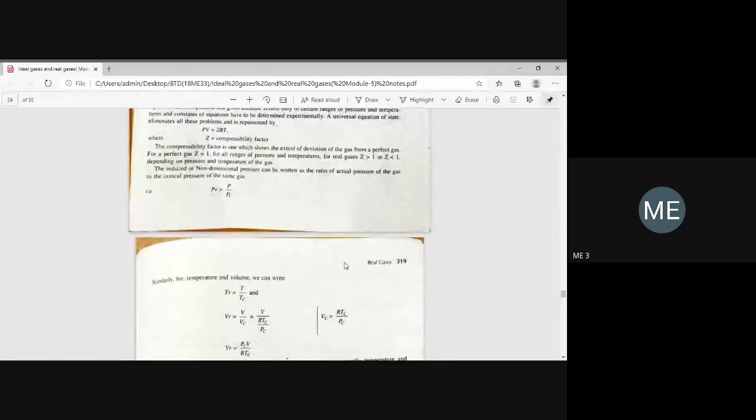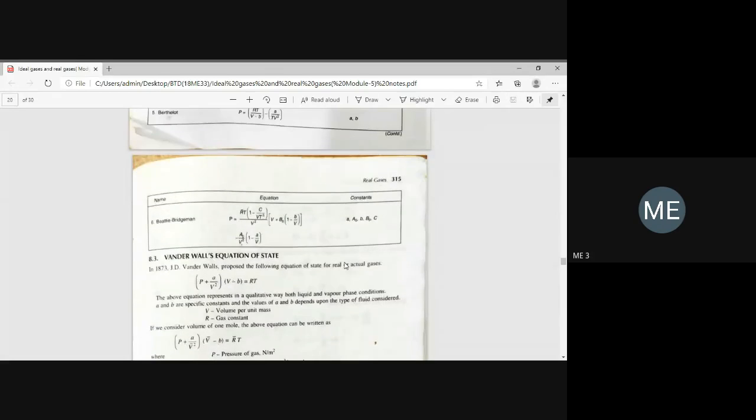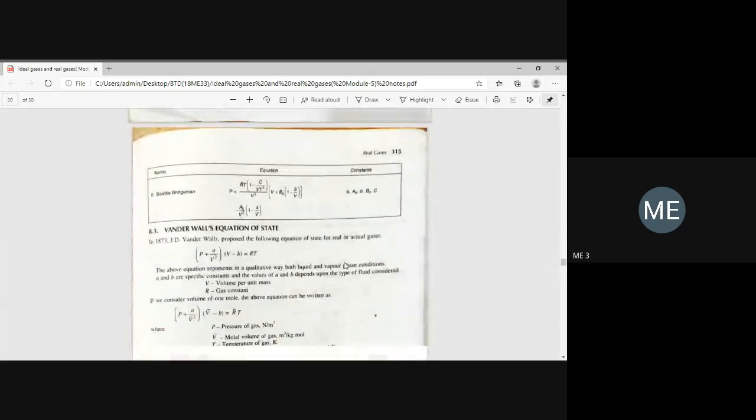Okay, so in the real gases, what are the things you are studying? First, I'll highlight all those things. In the real gas, we discussed mainly the van der Waals equation. The van der Waals equation is given by, you remember this formula, (P + a/V²)(V - b) = RT.